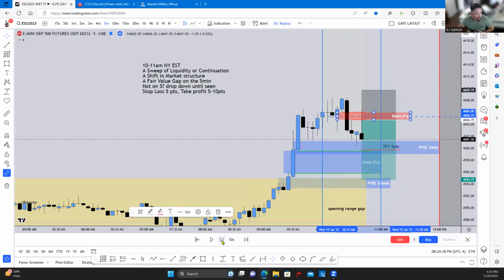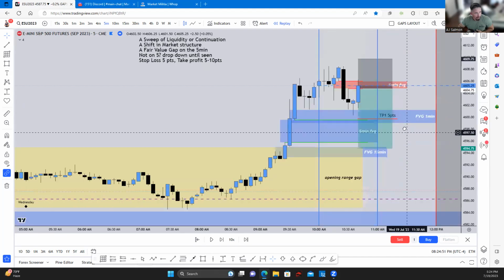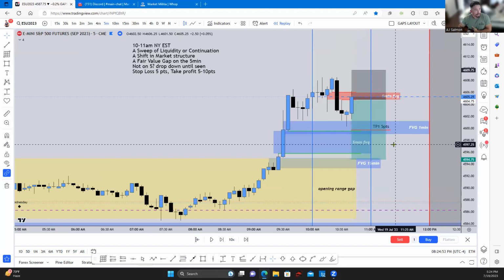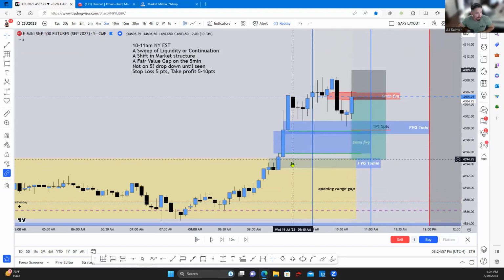So at this point, you can set a limit or wait till it comes up and hit your market execution in the fair value gap. Okay. Like I said, I like to get in on the edge, and we have our 5-point stop. Now you can look on the higher time frames here, like the 15, and we have a 5-minute gap.